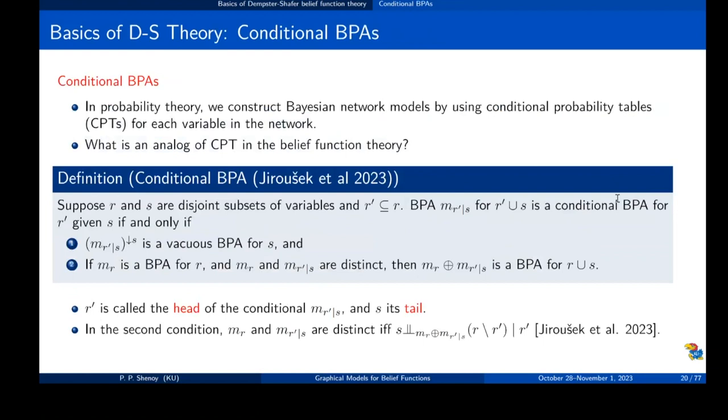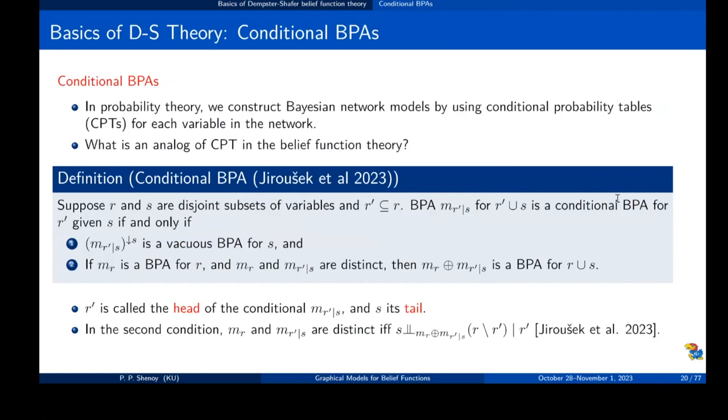Now I'm going to talk about conditionals. What are conditionals? I want to define conditionals without starting from the joint. I don't want to define a conditional as the joint divided by the marginal, because we don't have a joint. When building graphical models, we build them using conditionals. This is defined in a recent paper by Radim Jirousek and I. In probability, we construct Bayesian networks by using CPTs, conditional probability tables. So the question is, what is the analog of this for belief functions? Here is the definition.